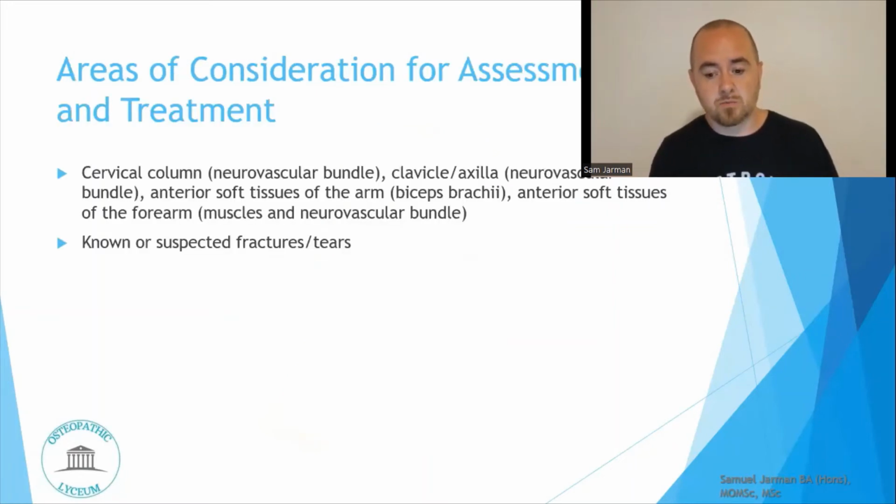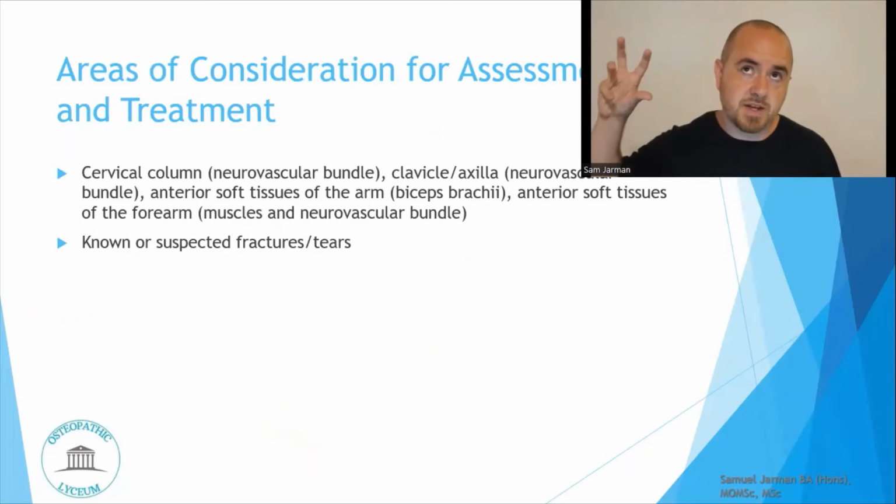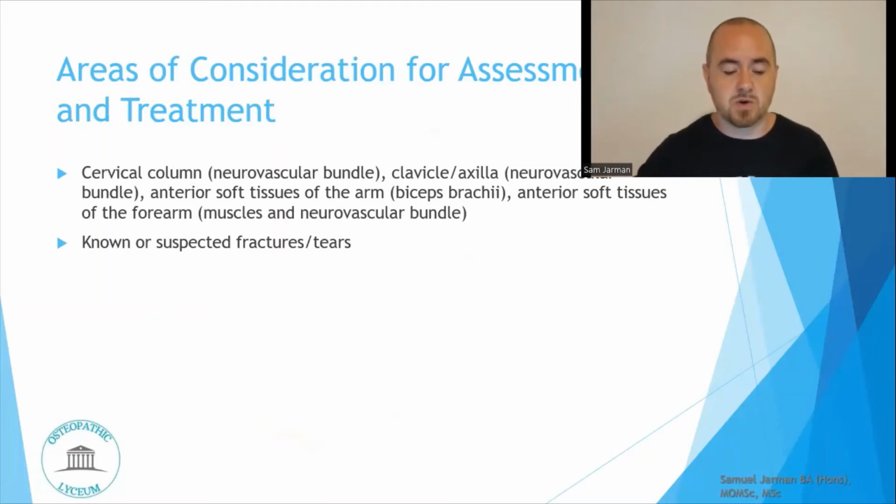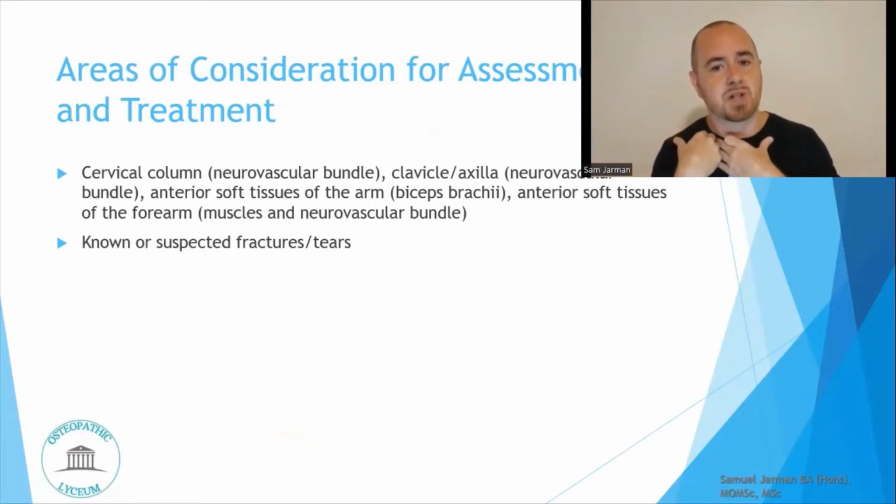Now, really simply, as I already noted, the areas of consideration for assessment and treatment, because the arm is supplied off of the brachial plexus, you're going to look at the cervical column. So you're looking at the neurovascular bundle. If you're thinking about the cervical column with respect to the nerves, you're thinking about the brachial plexus. Then you're going to have to follow that down in between the anterior and middle scalenes. So again, you're thinking about the cervical column, then you're thinking about the clavicle.